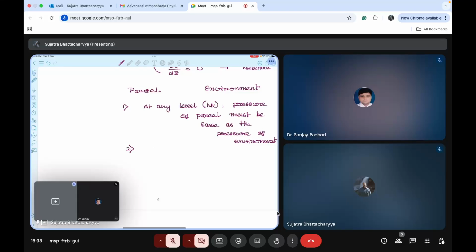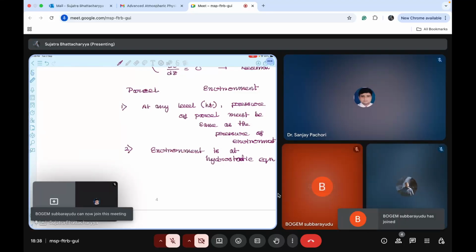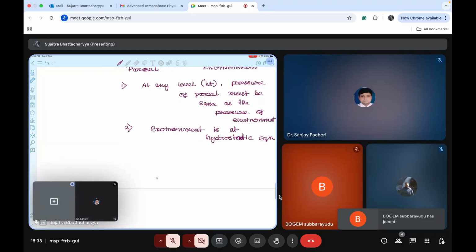Second is that the environment is at hydrostatic equilibrium. So the environment is always at hydrostatic equilibrium. That means in the environment the vertical pressure gradient force exactly balances gravity. There is no disturbance.